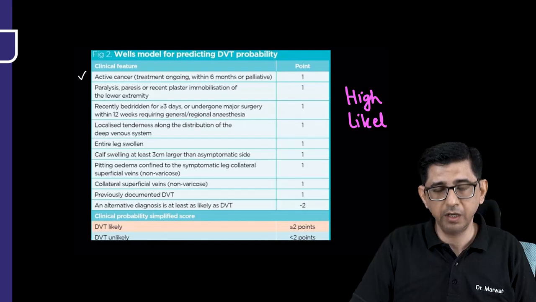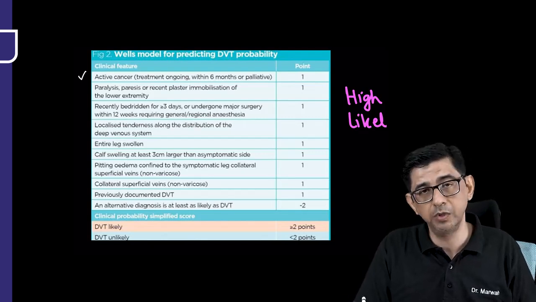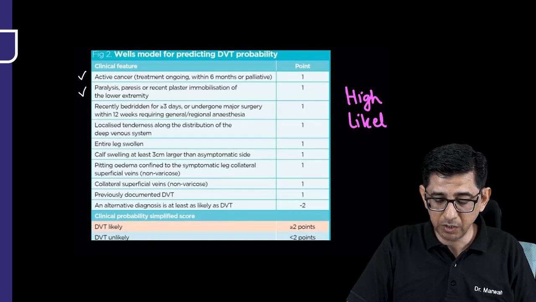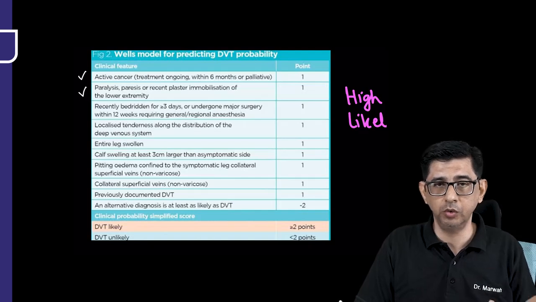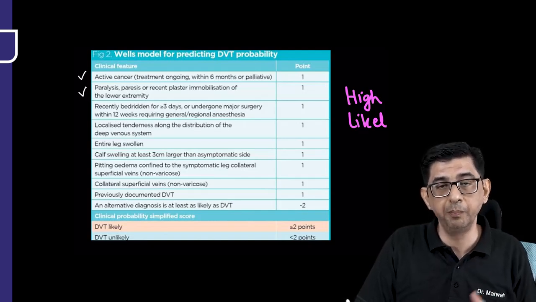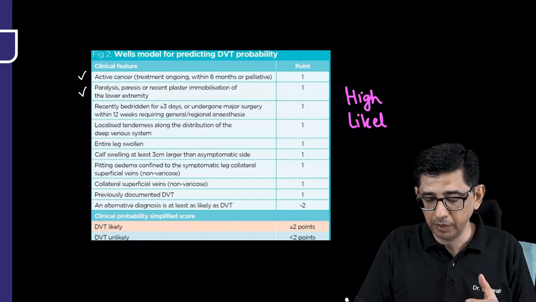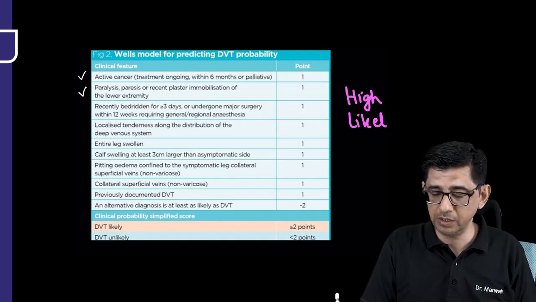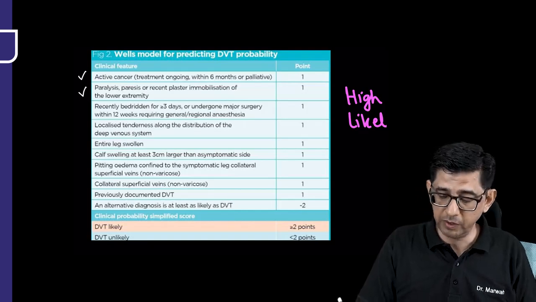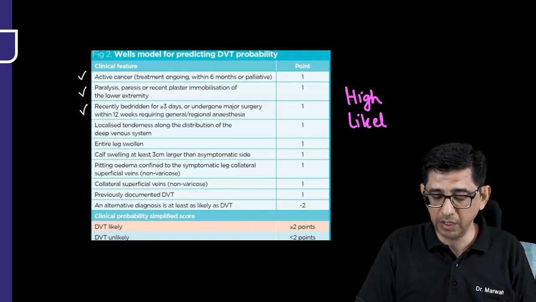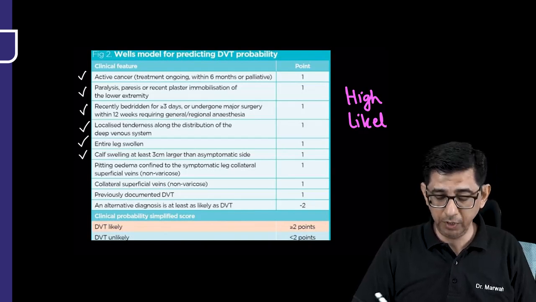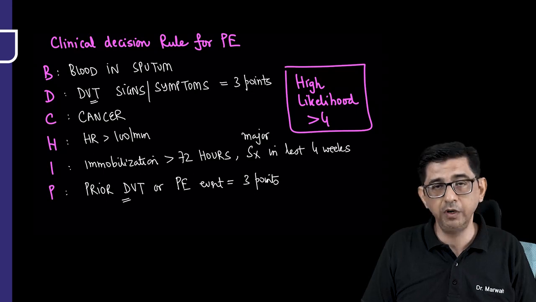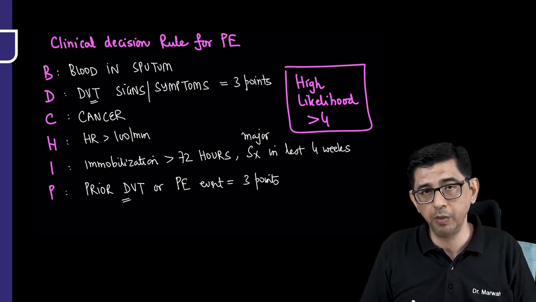Like if somebody is having active cancer, I told you cancer is a hypercoagulable state. If somebody is having paralysis, or there is a plaster immobilization of the lower extremity, like a person was crossing the road, he's having fracture of bilateral tibia, bumper fracture, and he's having recent plaster immobilization, we have to give 1 point. Then if the person is bedridden, due to maybe cesarean section, there is local tenderness, there is swelling in the leg, there is calf swelling. Some of these parameters look familiar, no? Because we were discussing signs of DVT even in the clinical decision rule for pulmonary embolism.